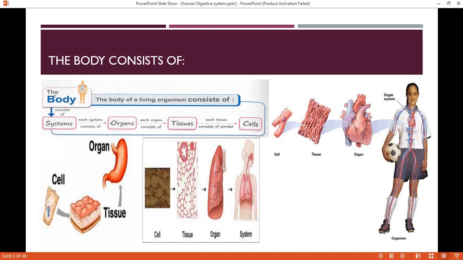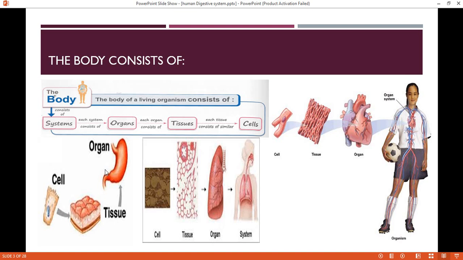Look here, what is this system? I can see lungs. So what is this system? It will be the respiratory system. Great. So the organ is the lung here. And the lung, which is the organ, consists of tissues. Here is the tissue. And it consists of cells.